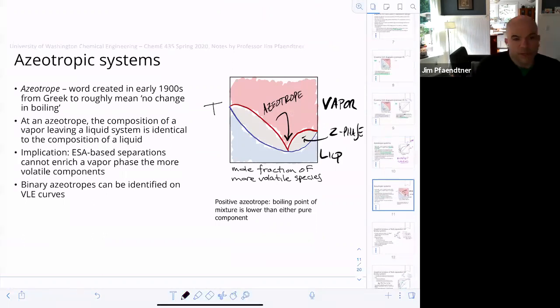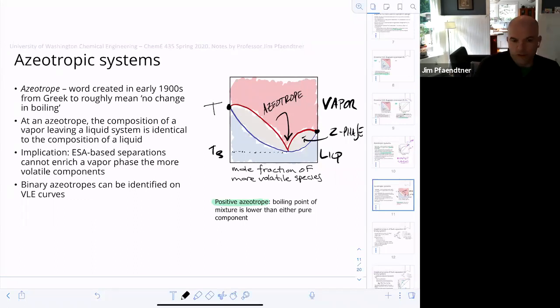And so when the vapor envelope touches the liquid envelope, there is a separation, and this signifies an azeotrope. And the shape here, the one that's drawn, is what's called a positive azeotrope. And what that means is that the boiling point of the mixture, which would be signified here, is lower than the boiling point of either pure component, which are here at the edges of this diagram.